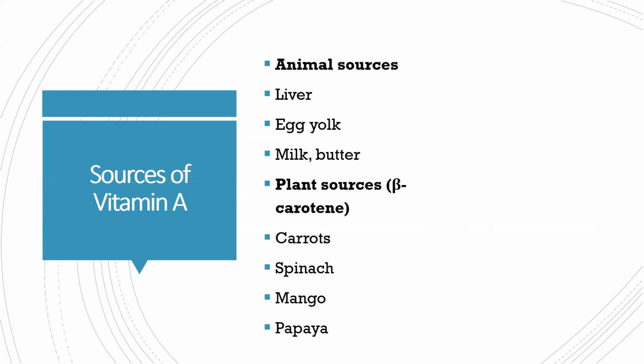These are the sources of vitamin A. It can be categorized into the animal sources and the plant sources. The animal sources include liver, egg yolk, milk, butter, and for the plant sources, the form is called beta carotene, and these we can get from carrots, spinach, mango, and papaya.